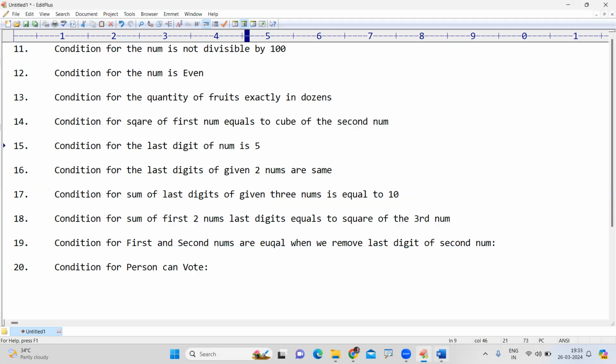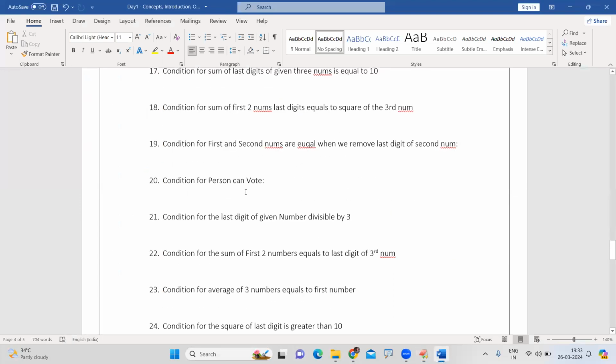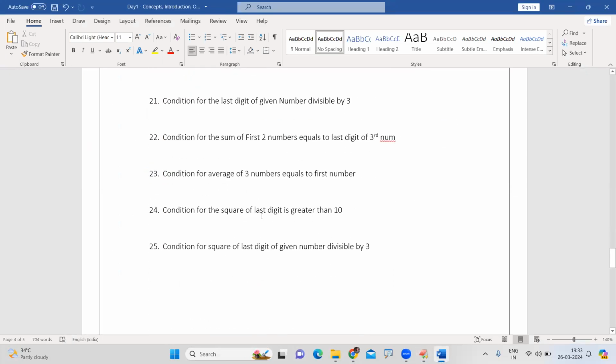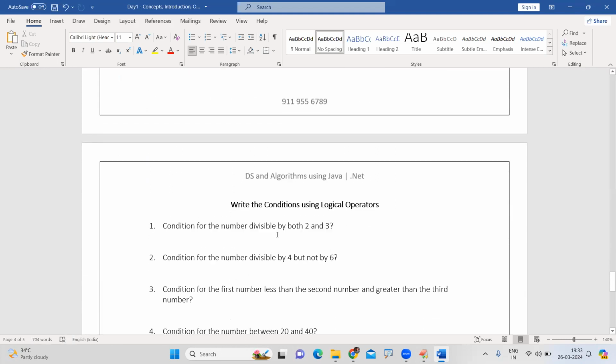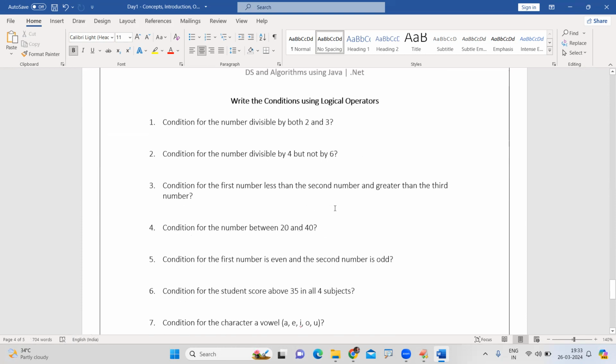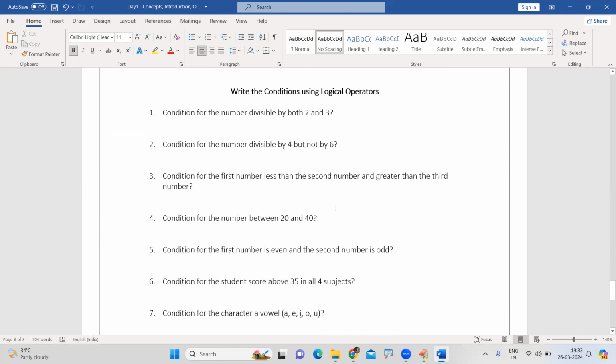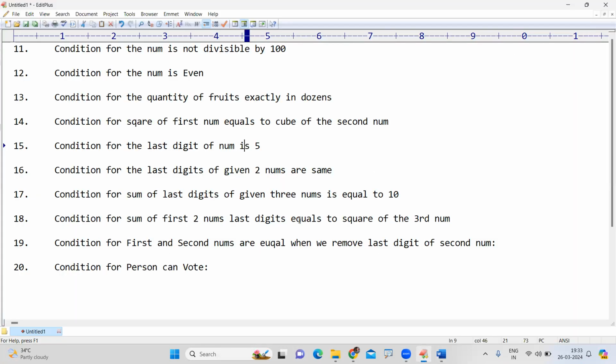Of course, I'll share the document for today. A few more are there, you need to try. The next one is not only relational operators. The next one, you need to complete the task today about the logical operators. First, let me explain what the logical operators are and how you will write the conditions for that.